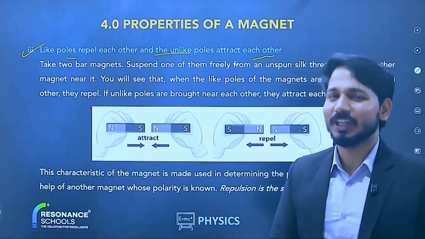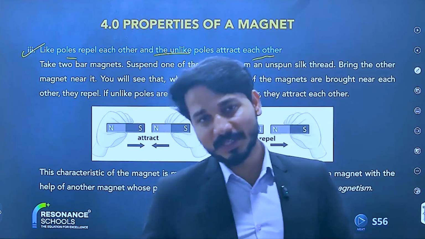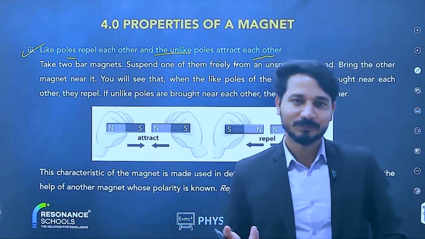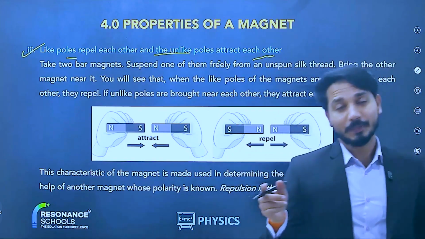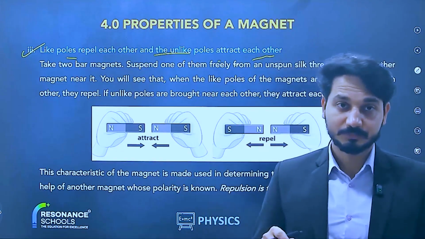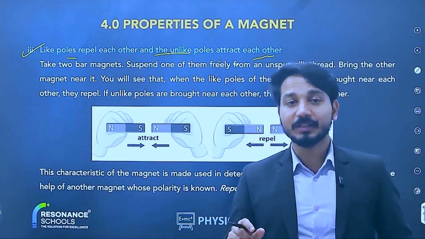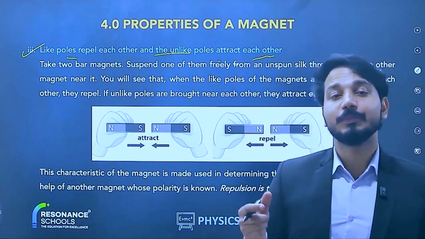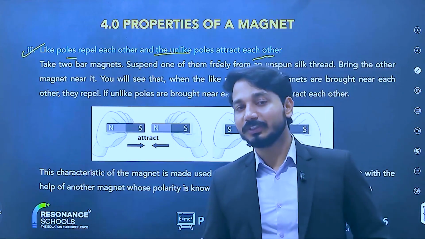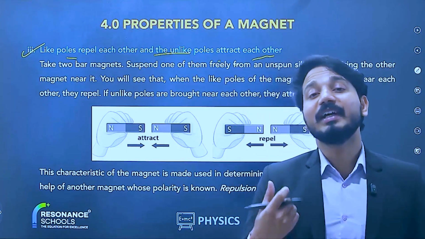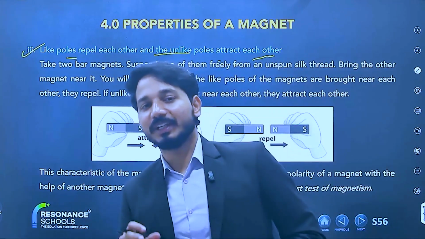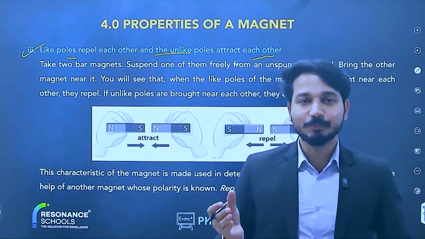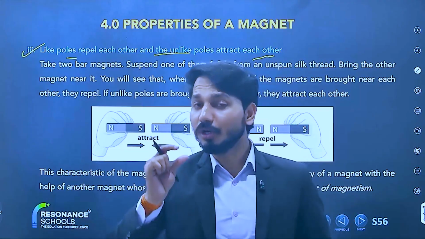But if you keep a magnetic material with a magnet for a long period of time, then that magnetic material may possess the properties of a magnet. What is the property of a magnet? That is the attractive property. That magnetic material may possess the property of a magnet, but for a very short period of time.